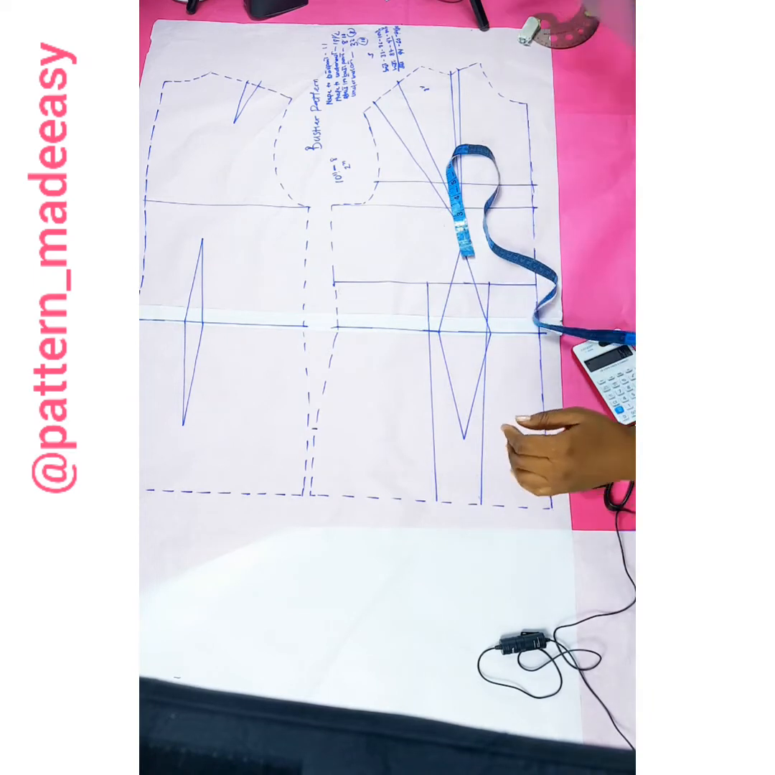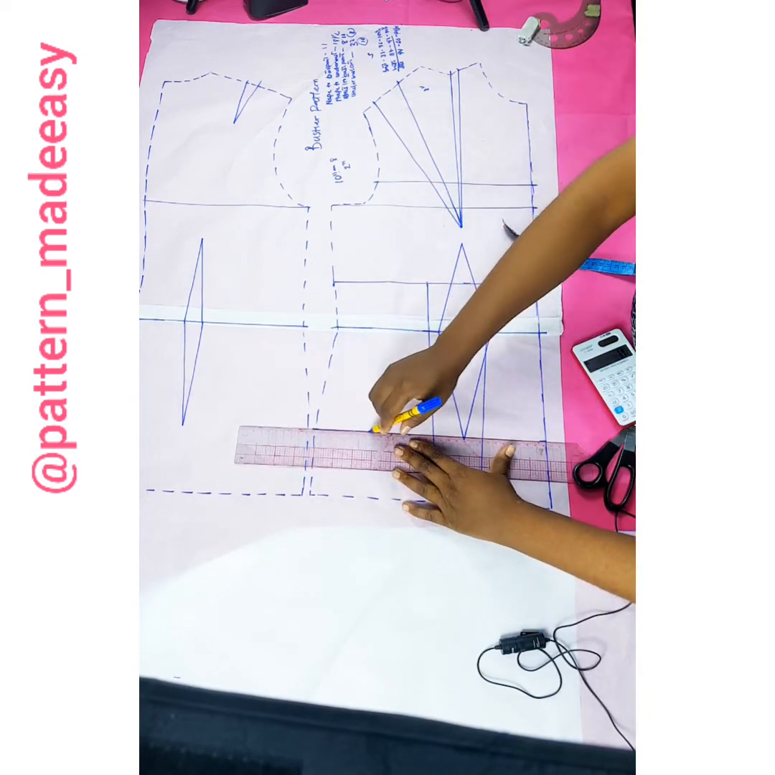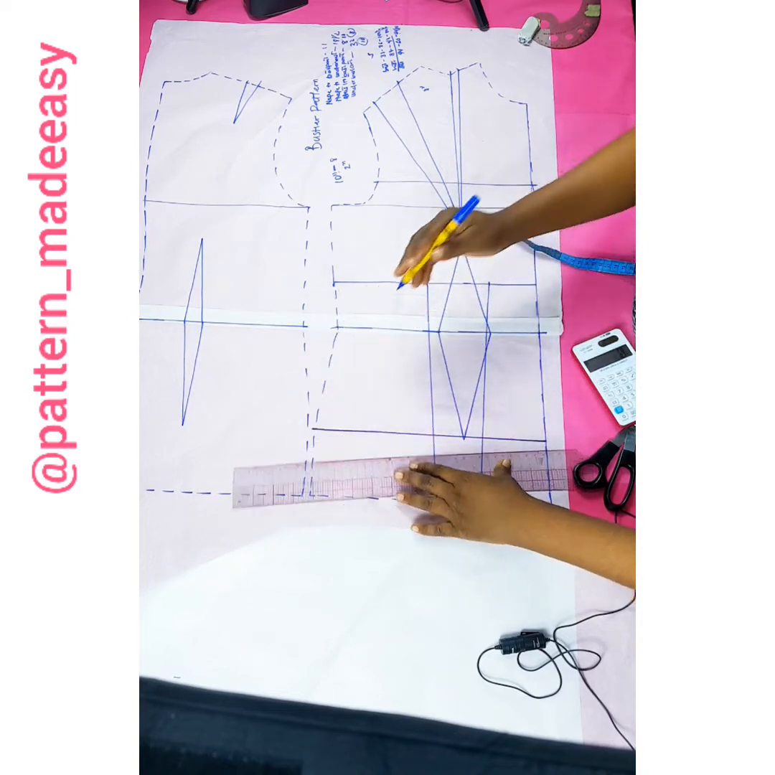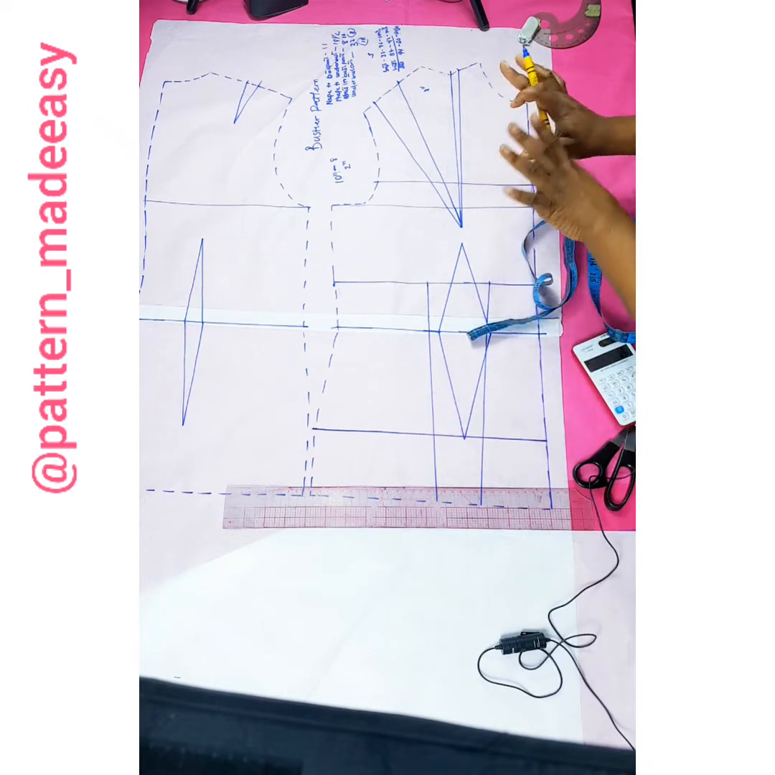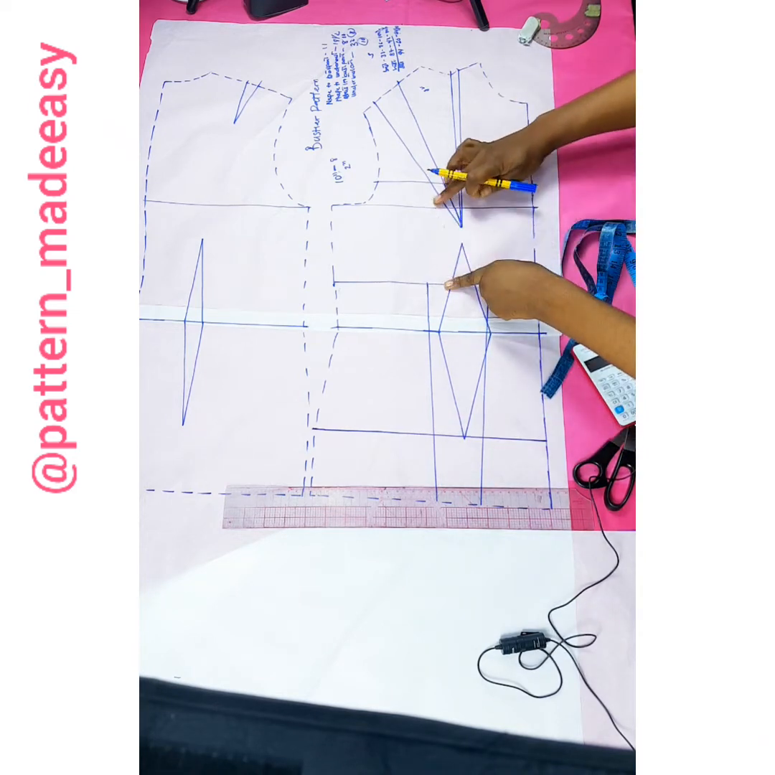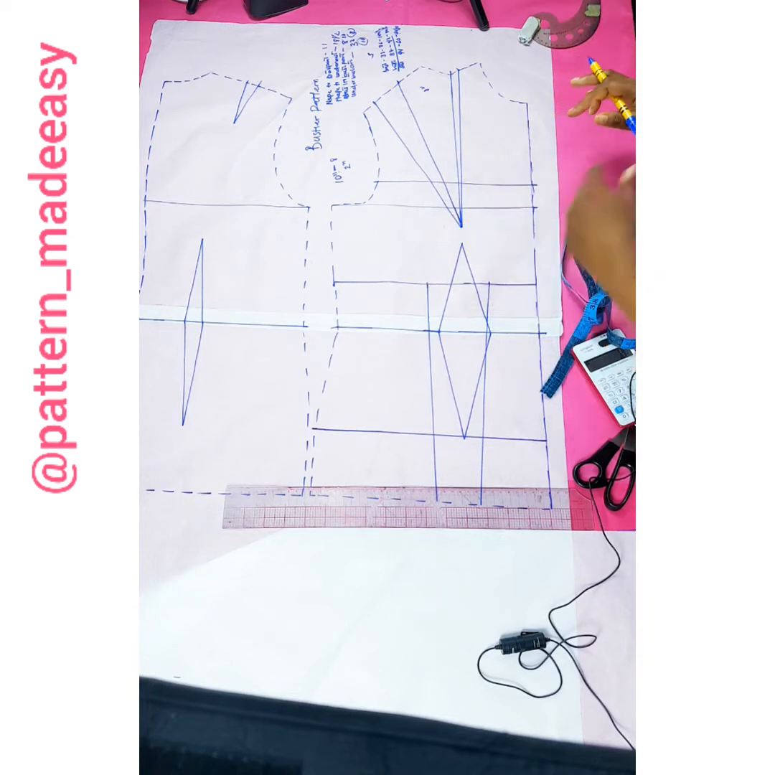And I'll square a horizontal line. So after squaring a horizontal line, we can now move to the upper part. We need to give our bustier a nice curve. So how do we do that?